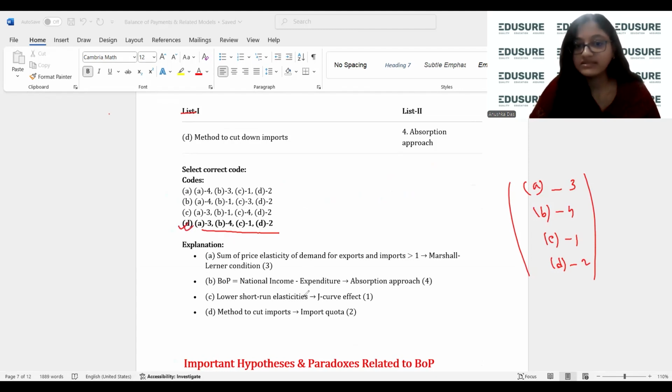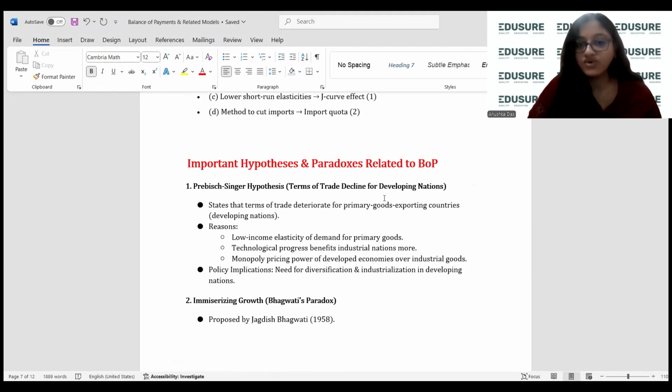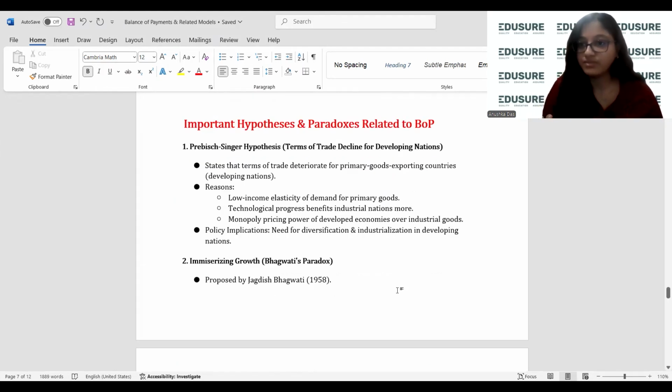Yes, so this is the right option, and here you can see I have added the explanation also. This we have just seen, right? All the concepts that we have just seen, the question is on that. So this is one of the portions in your syllabus where we have understood different approaches to measure the adjustment of BoP. But now after this, we will go into the important hypotheses and paradoxes related to BoP, basically how the terms of trade is affecting BoP and the other way around. So that is what we will study.